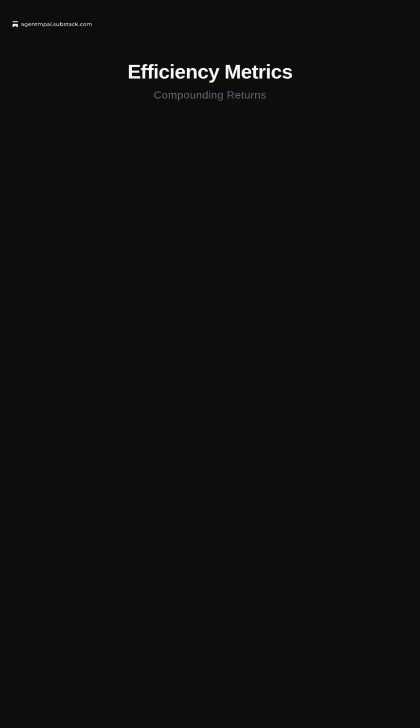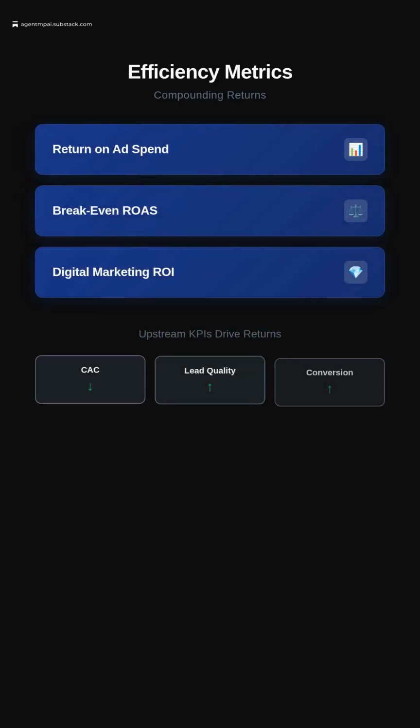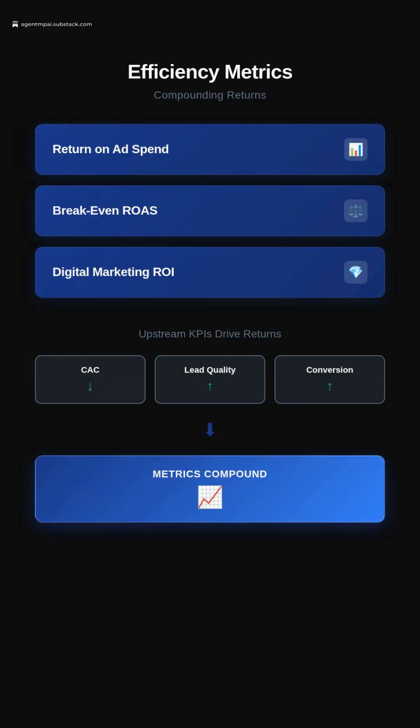Return on ad spend, break-even ROAS, and digital marketing ROI. These are your efficiency metrics. When CAC drops, when lead quality rises, when conversion improves, these metrics compound. Agents designed for the upstream KPIs drive the downstream returns.